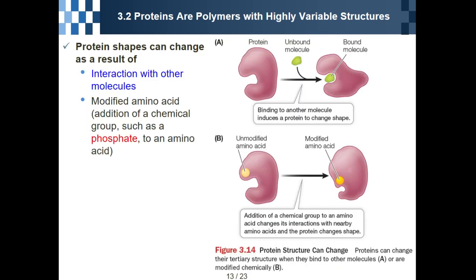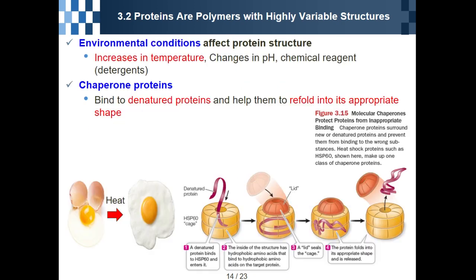And also protein can change. Environmental conditions affect protein structure, but a chaperone protein finds and binds to the denatured protein and helps it refold into the original shape. It is like this.